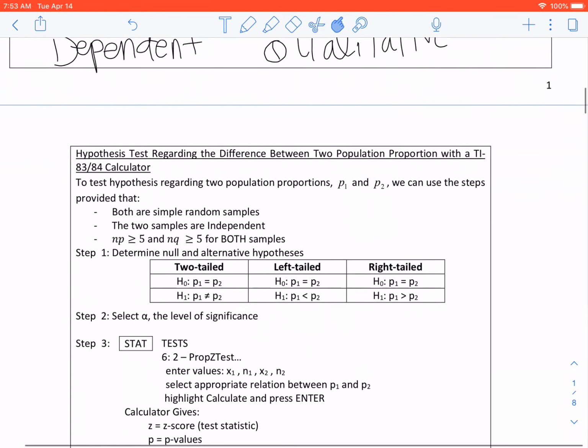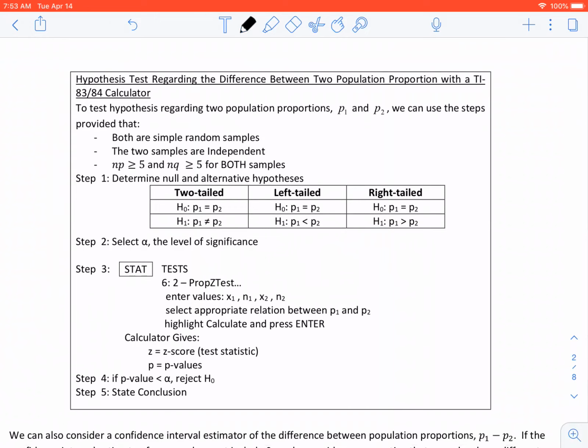On the next page, I'm going to give this a star. It's a hypothesis test regarding the difference between two population proportions with the TI-83/84 calculator. To test hypotheses regarding two population proportions, P1 and P2, we can use the steps provided. So here's what you would have to check to make sure that you can actually conduct the test. Step 1 is determine the null and the alternative. And if you notice, H0 is P1 is equal to P2. And your alternative is going to depend on if it's a two-tailed, left-tailed, or right-tailed test.